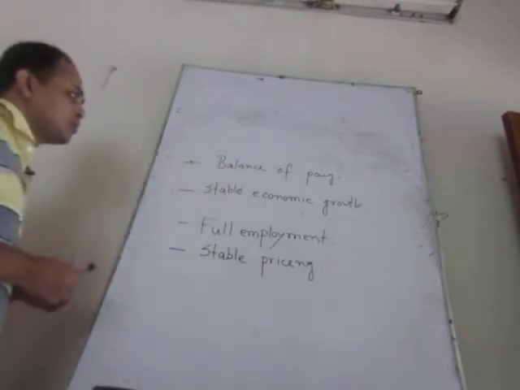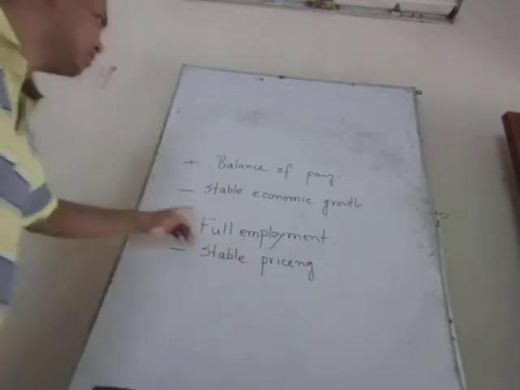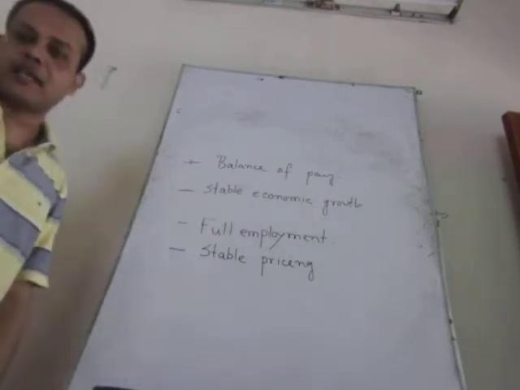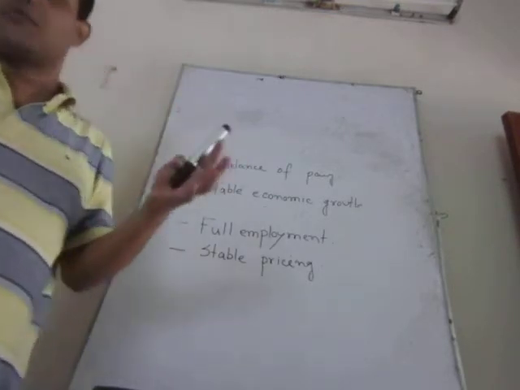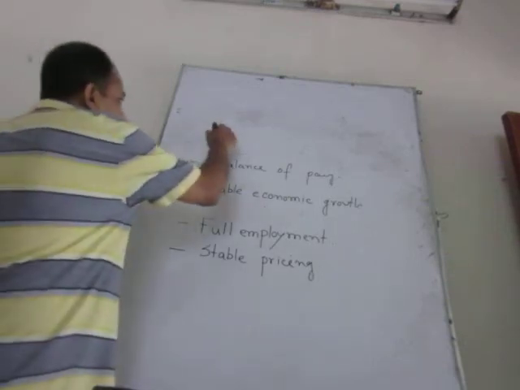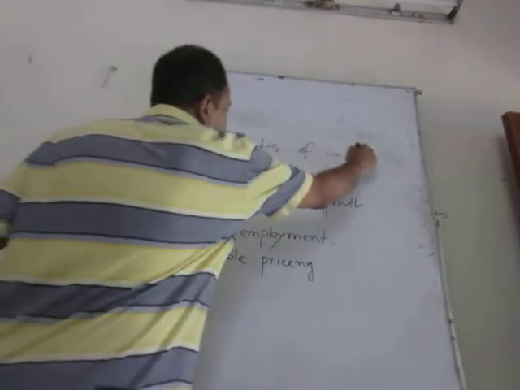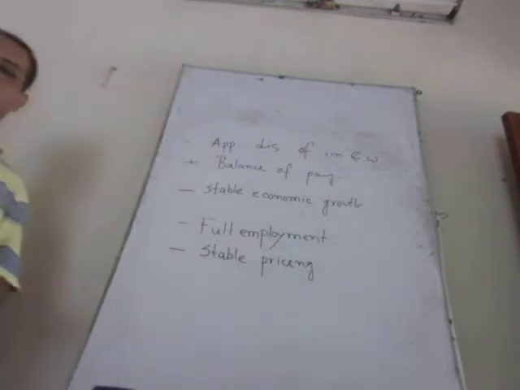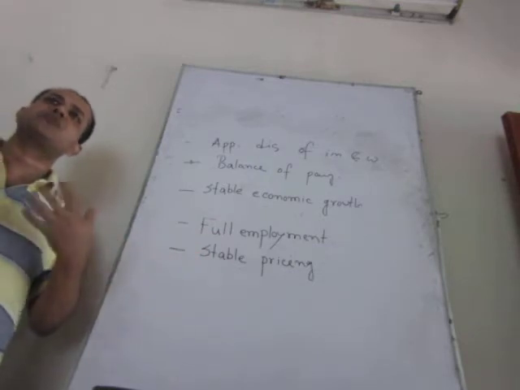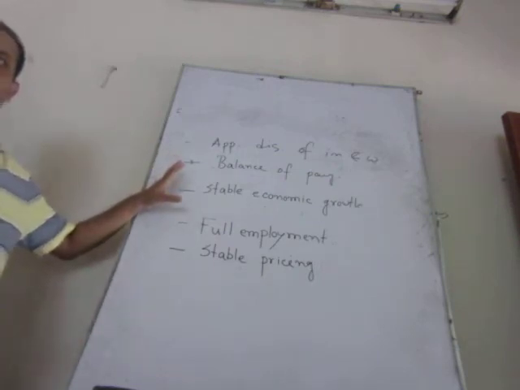So these are the main five: full employment, stable pricing, stable economic growth, then balance of payment, and you can say an appropriate distribution of income and wealth. So these are the policy objectives. These are the objectives for which government need to make different kinds of decisions, which we will discuss. So these are the macroeconomics policy objectives.